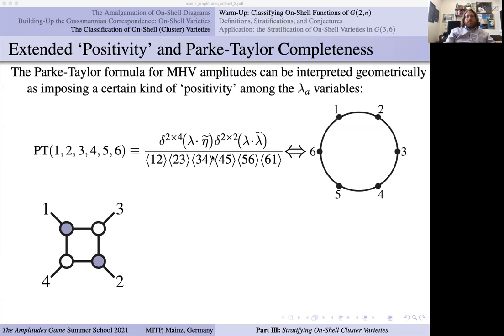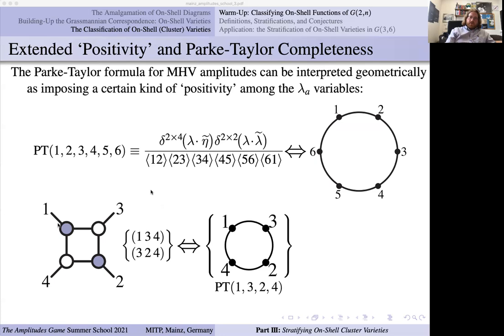But we can look at an on-shell function, or an on-shell diagram like this, which is just some 4-particle amplitude with weird ordering. And you can see that if we label the triples 1, 3, 4 for that vertex and 3, 2, 4, we can view each of these little triples as imposing the consecutivity along the big circle of 1, 3, and 4. So 1, 3, and 4 have to be cyclically ordered. And the next one says that 3, 2, and 4 have to be cyclically ordered. And that has a unique answer, and it's the Parke-Taylor geometry of these 4 ordered points.